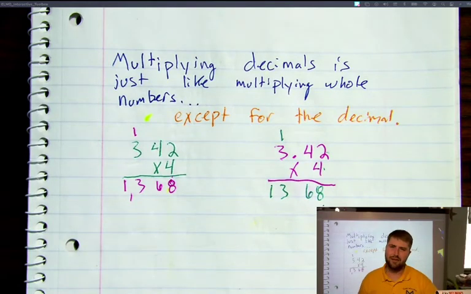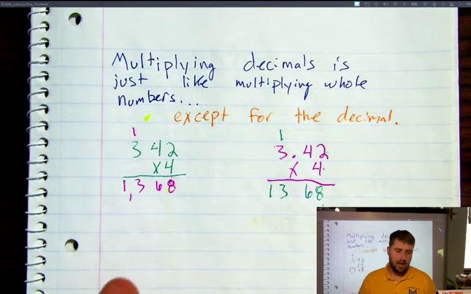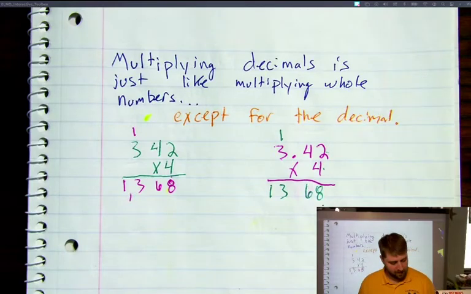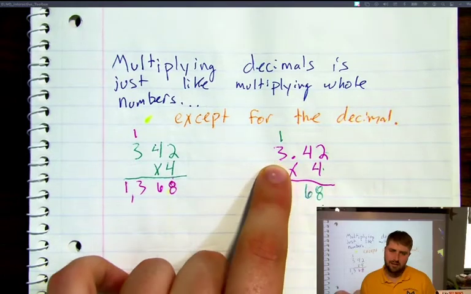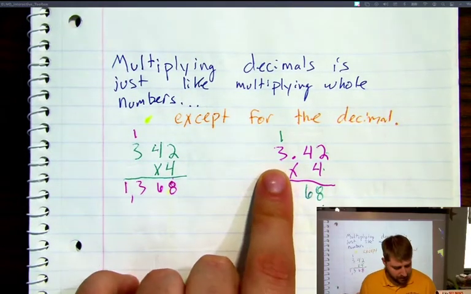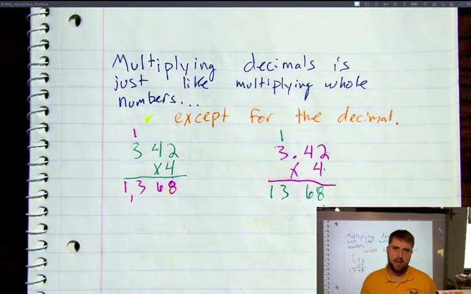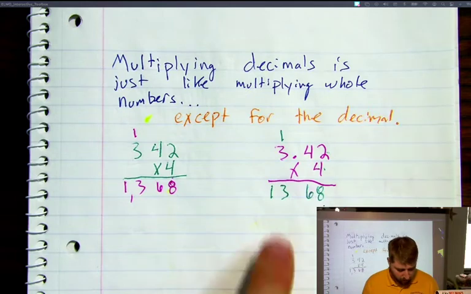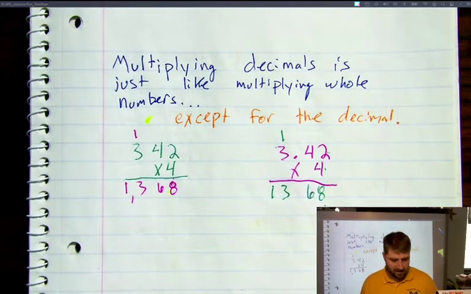Now, there are a lot of different strategies we could use. You could have done these with dots or area models. You also could have estimated, and my favorite way that we've talked about so far is to estimate. 3.42 is pretty close to 3, right? Absolutely. So then we have 3 times 4, and 3 times 4 I know is 12. So now we need to make our answer somewhere close to 12. Well, 1,368 is nowhere near 12. So we've got to throw in our decimal place.